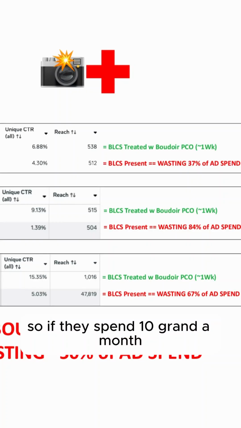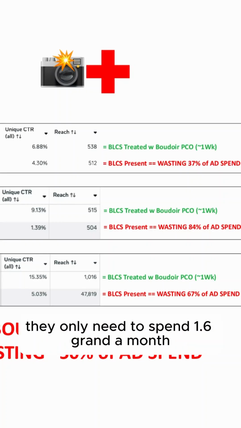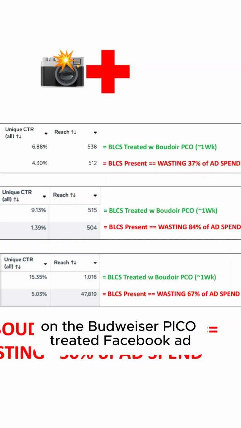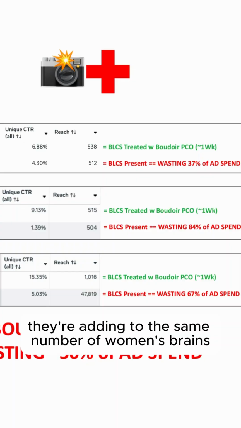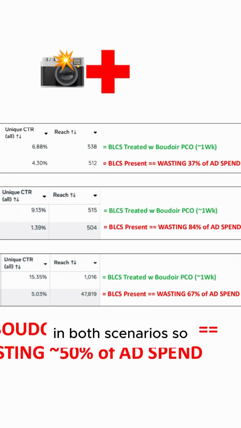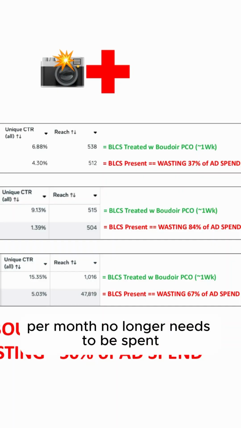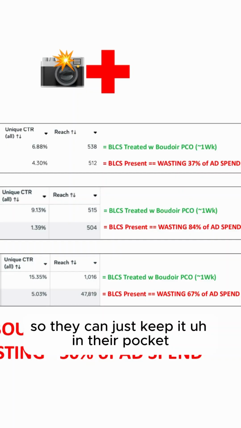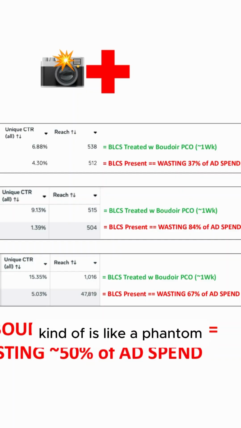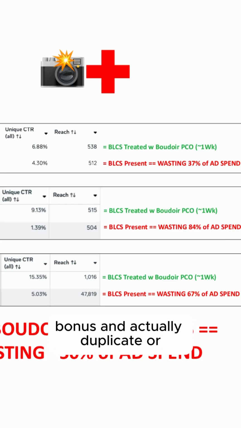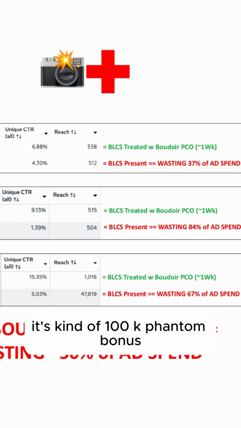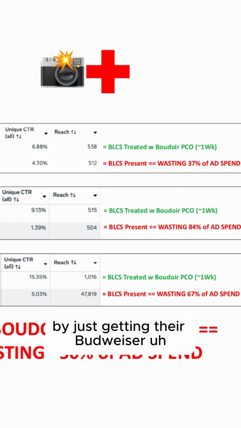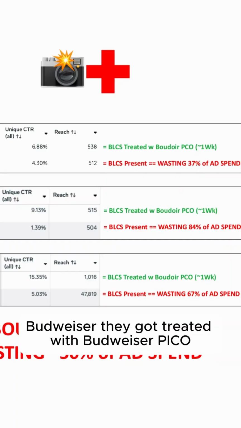So if they're spending 10 grand a month on the original Boudoir Facebook ad, now they only need to spend 1.6 grand a month on the Boudoir PICO treated Facebook ad in order to get their ad into the same number of women's brains in both scenarios. So 8,400 bucks per month no longer needs to be spent. They can just keep it in their pocket as a phantom bonus. After 12 months, it's a 100K phantom bonus by just getting their Boudoir Facebook ad treated with Boudoir PICO.